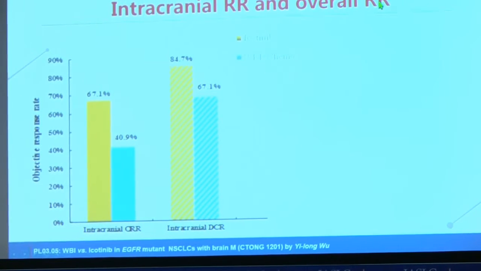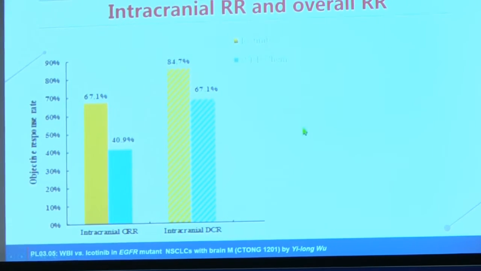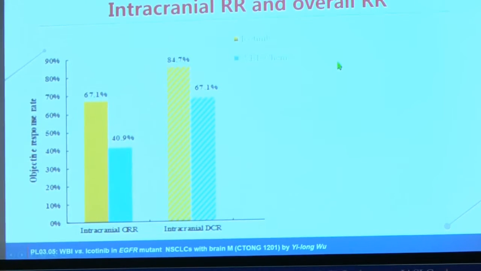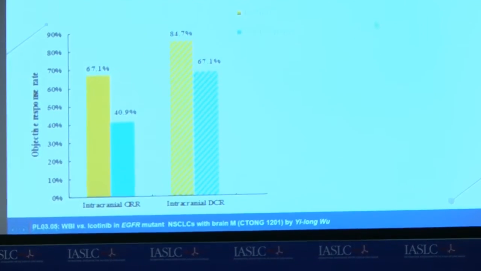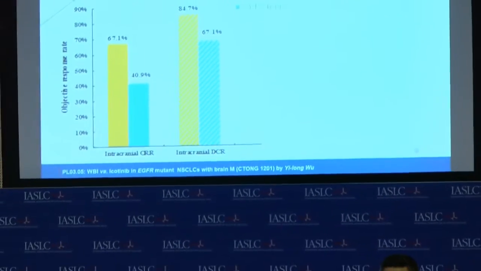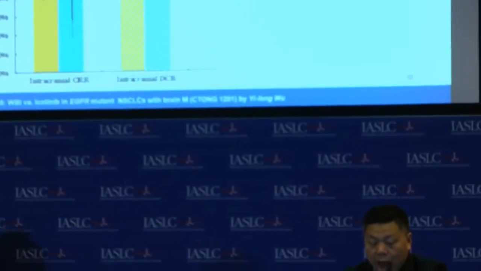And for the intracranial response rate, the overall response rate in the intracranial disease was 67% versus 40%. The intracranial disease control rate was 84% versus 70%, and both had a significant difference. For the overall response rate, including intracranial and extracranial, 55% versus 11%, and overall disease control 78.8% versus 54.8%, also a significant difference.